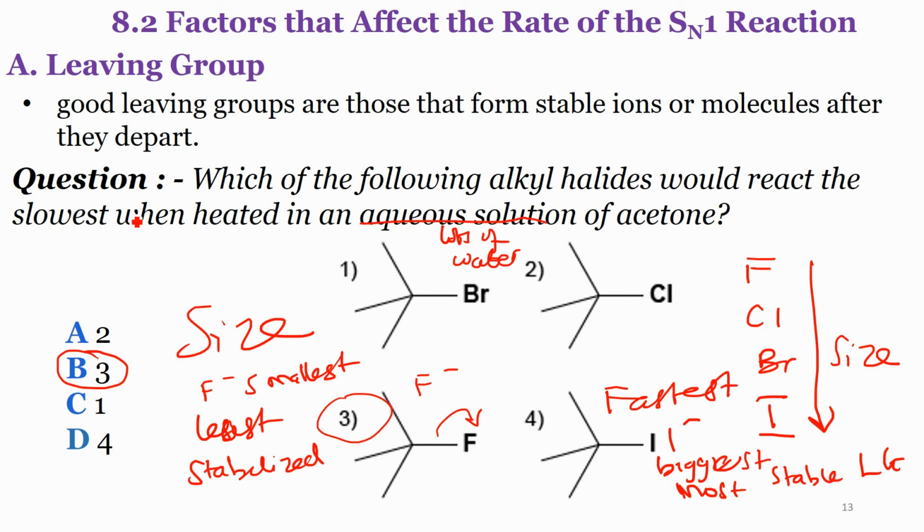So if the question was asking which one will react fastest, the answer would be 4. Which one will react slowest? The answer is F. So if you are to rank, you'll say 3 will react slower than 2, 2 will be slower than 1, 1 will be slower than 4. Okay. Do you have a question on that?